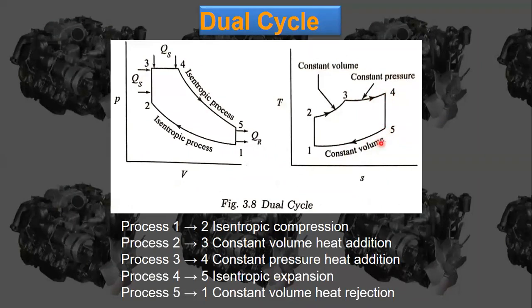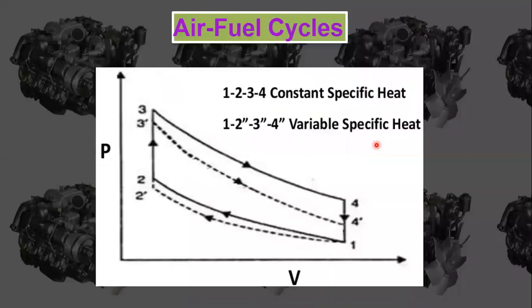What is the next process, 5 to 1? Constant volume heat rejection. At constant volume there will be rejection of heat. If there is rejection of heat, what is going to happen to the temperature and entropy? These two are going to reduce. The temperature reduces from T5 to T1, and also entropy reduces from S5 to S1. That is the dual cycle.